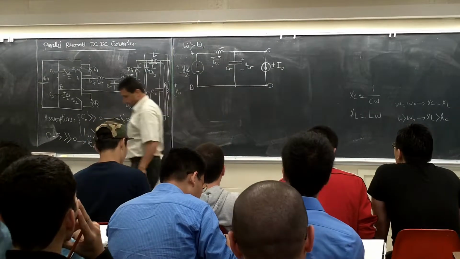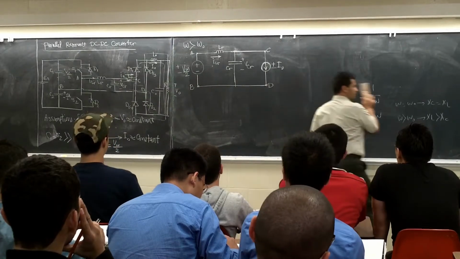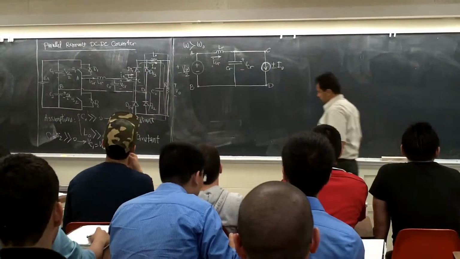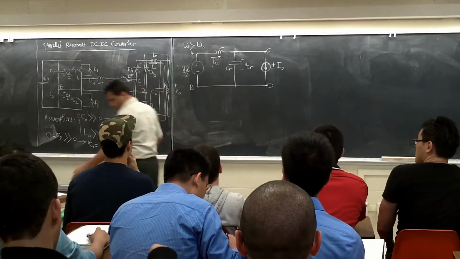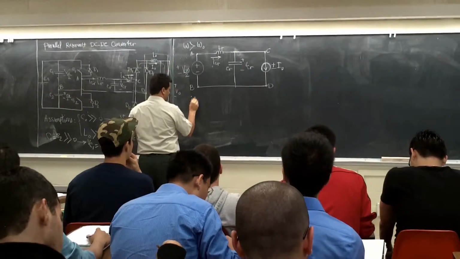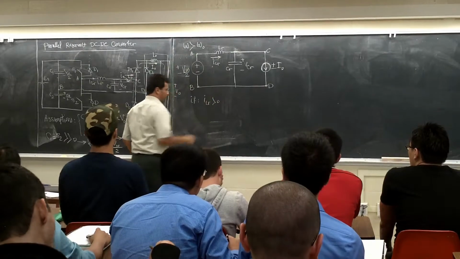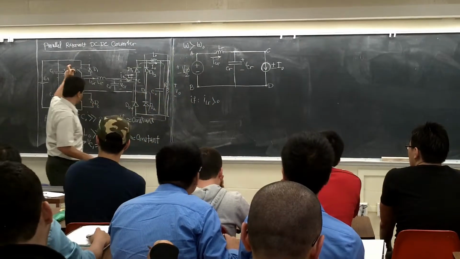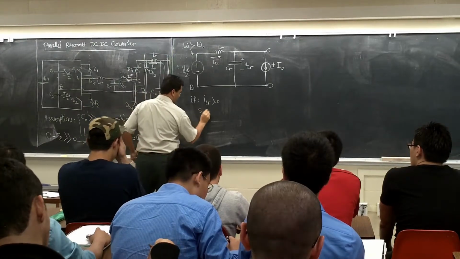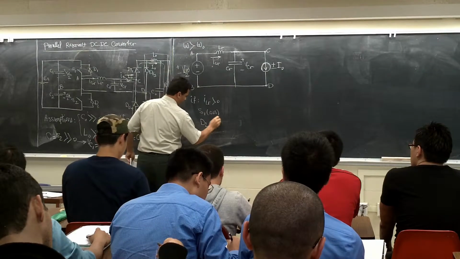Now, let me write the modes here, the modes we have here. If ILR is positive, then either S1 is on or D2 is on, right? So either S1 is on or D2 is on, right?